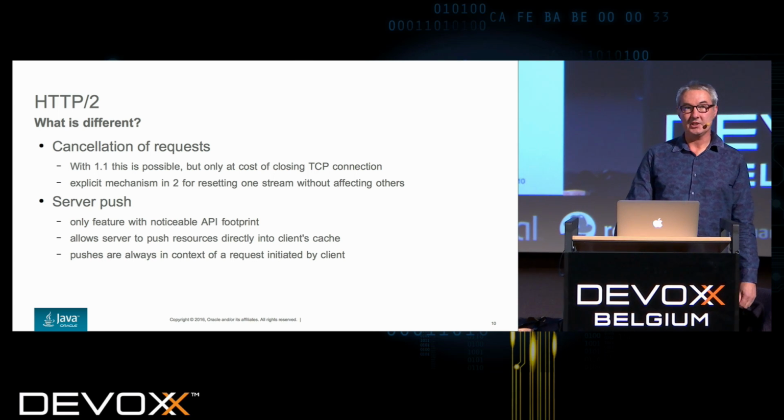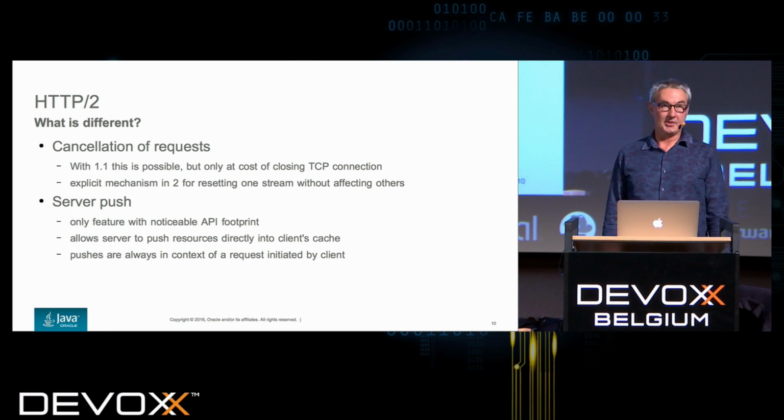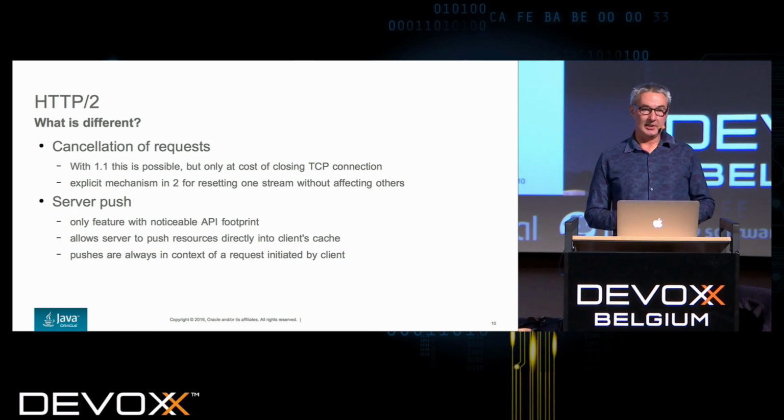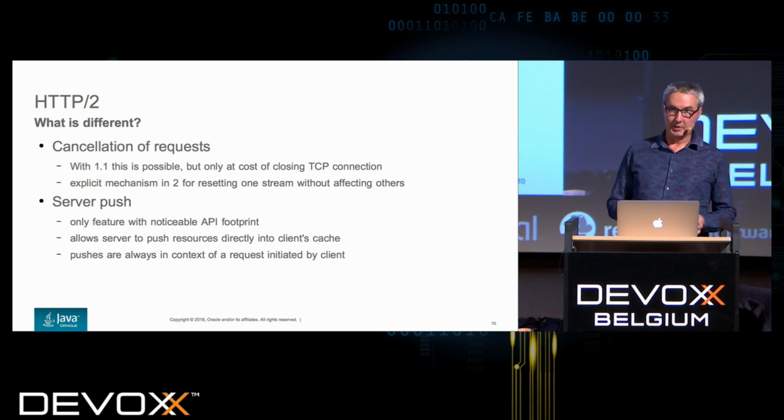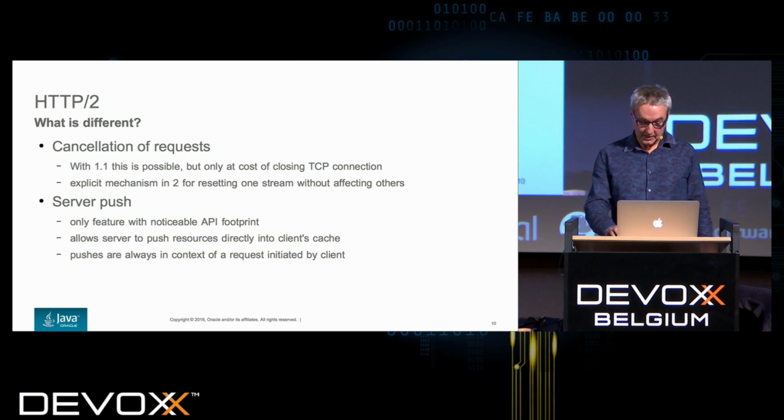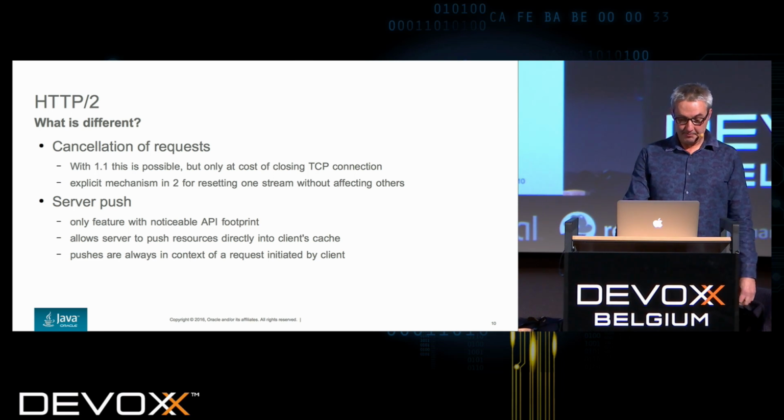But probably the most interesting feature of HTTP2, and it's really the only one with a noticeable footprint in terms of API, is server push. This allows servers to push resources directly into a client's cache. Now, it's not a generalized push mechanism. Its pushes are always in the context of a request that had been initiated by a client. So a server will only push resources that it knows, or strongly suspects, the client is going to ask for anyway. And we'll see the primary use cases for that later on.